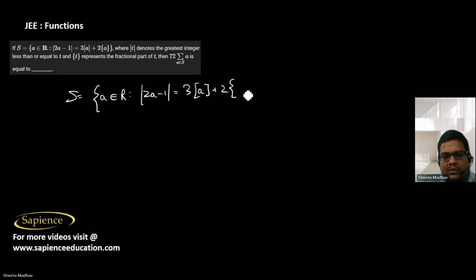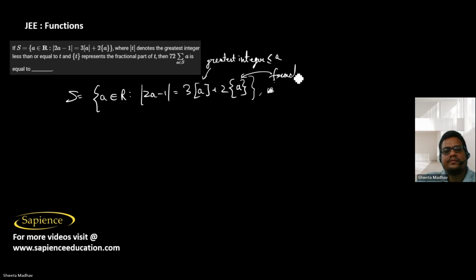And here it is told that S is the set of all A belonging to R such that mod of 2A minus 1 is equal to 3 into the greatest integer of A plus 2 into the fractional part of A. So here the bracket A means the greatest integer less than or equal to A, and this one means the fractional part of A.